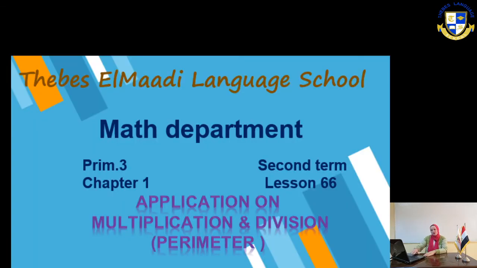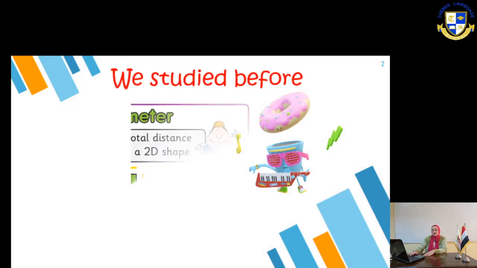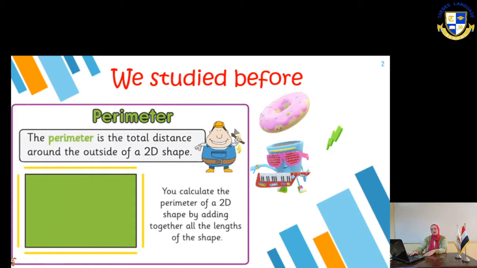Hello my dear students, today we are going to take lesson 66, application on multiplication and division, the perimeter, okay? In page number 1, we studied before the perimeter, and perimeter means the total distance around the outside of a 2D shape. You can calculate the perimeter of a 2D shape by adding together all the lengths of the shape, okay?